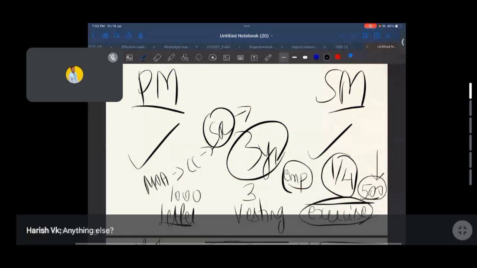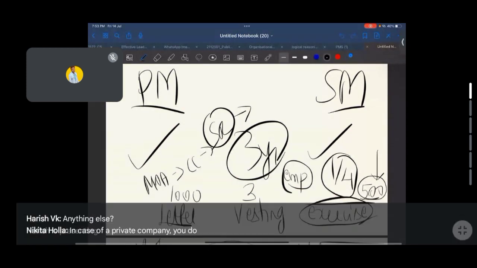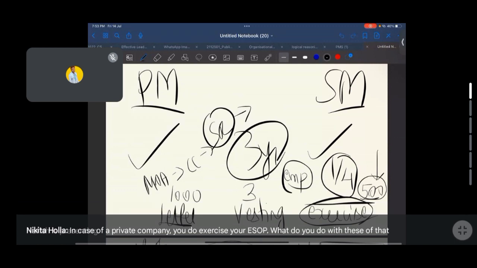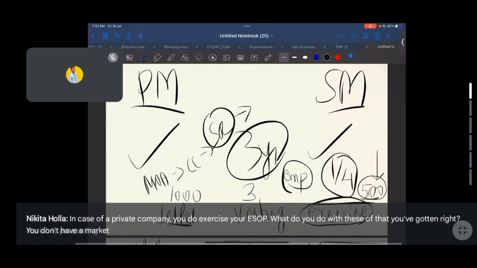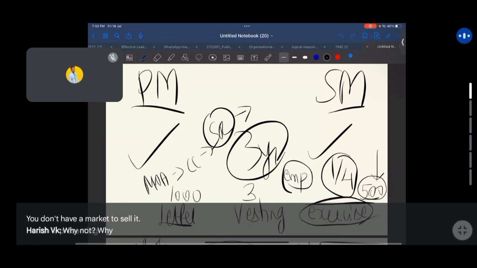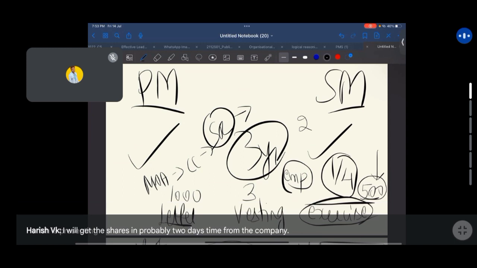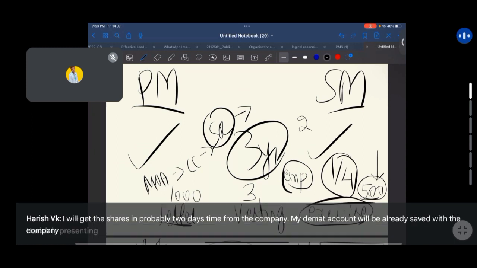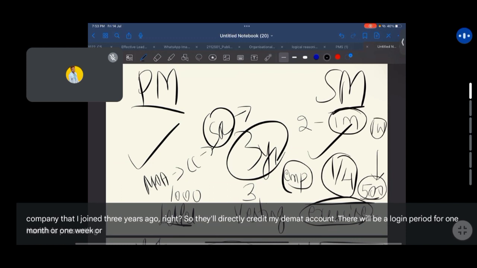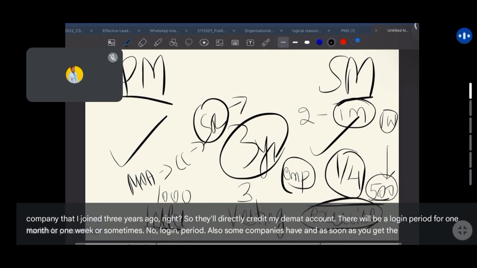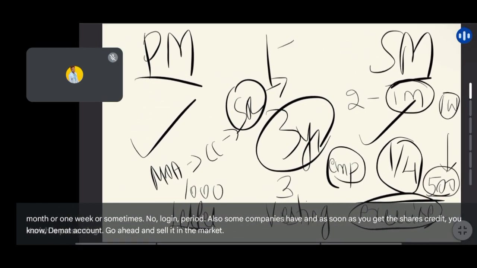So in case of a private company, you do exercise your ESOP. What do you do with the ESOP that you've gotten? You don't have a market to sell it. Why not? Why don't I have the market? After I exercise the shares, I will get the shares in probably 2 days' time from the company. My Demat account will already be saved with the company that I joined 3 years ago, right? So they'll directly credit my Demat account. There will be a lock-in period of 1 month or 1 week, or sometimes no lock-in period also, in some companies. And as soon as you get the shares credited in your Demat account, go ahead and sell it in the market for that 1,700.